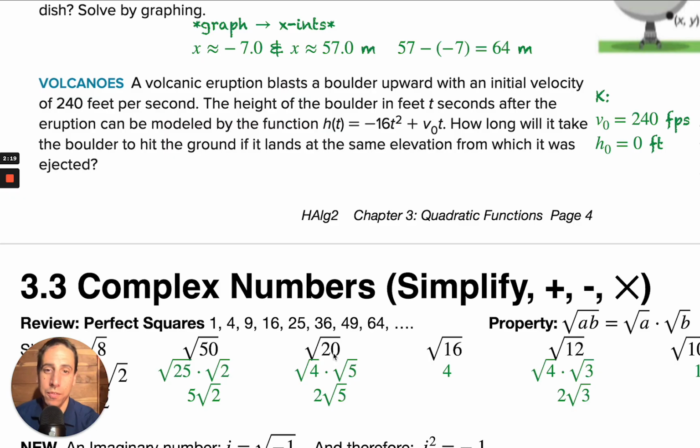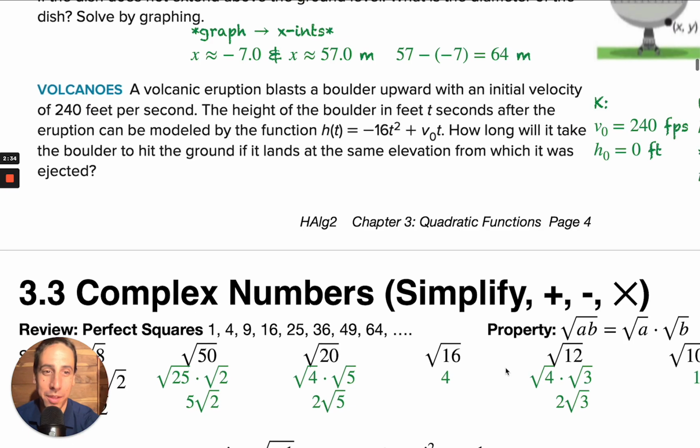Again, what's the perfect square factor of 20? What number is on this list that's a factor of 20? It's 4. So square root of 4 times square root of 5 is 2 square roots of 5. Square root of 16, that's just 4. 4 times itself is 16. That's super easy. You don't have to be too complicated about that.